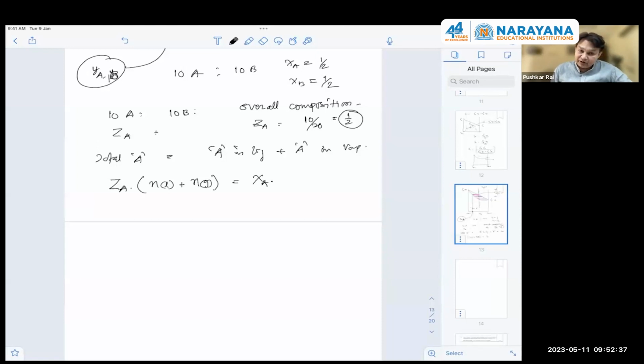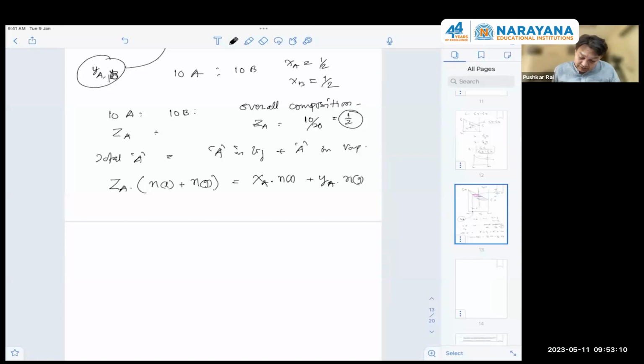And since XA, denominator of XA is number of moles of A plus number of moles of B, which state? Liquid state. So I should multiply it by N liquid. And similarly, plus YA should multiply it by N gas. YA into N gas.